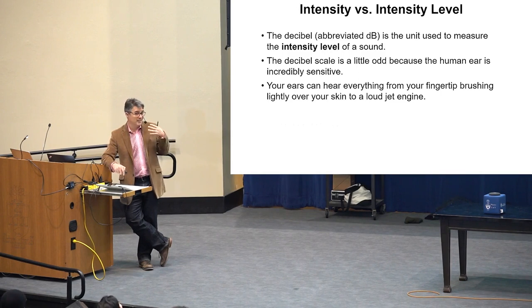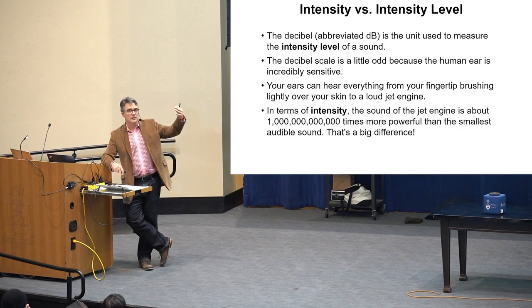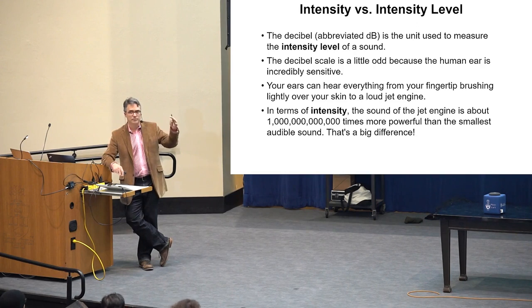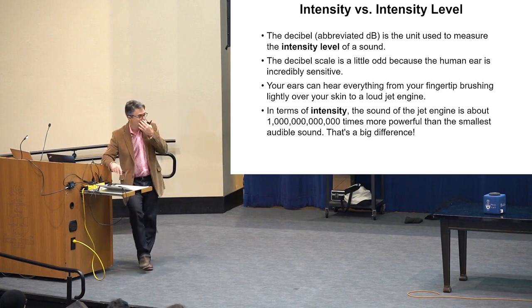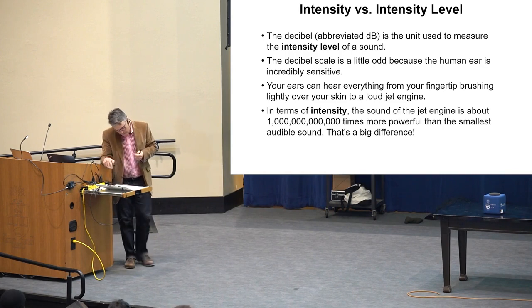range of intensities. So if you think of the quietest sound you can hear versus the loudest sound you can tolerate without getting ear damage, there's a factor of about 10 to the power 12, so about 1 trillion in intensity. It goes from 10 to the minus 12 watts per meter squared up to about 1 watt per meter squared at a rock concert or something like that. So that's a big difference.